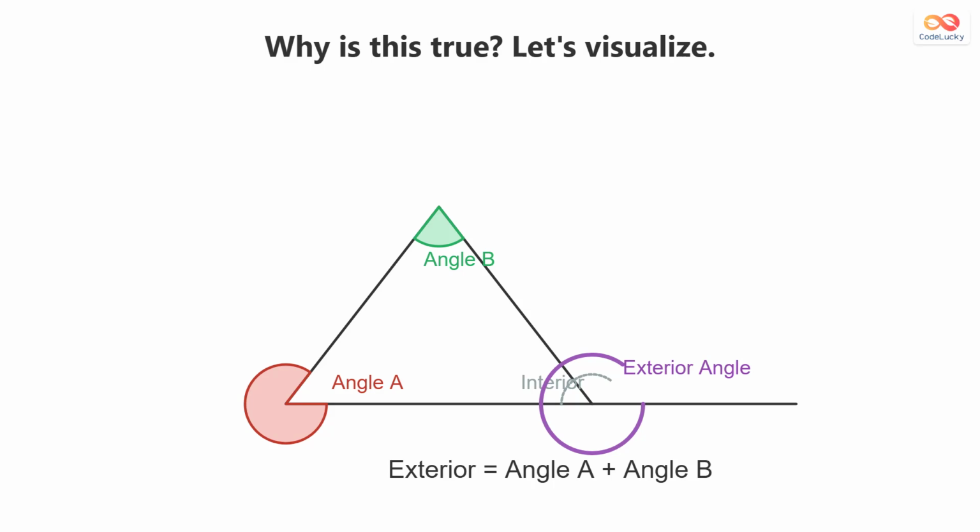Let's visualize this to make it clearer. If you were to take the red angle A and the green angle B and add them together, they would perfectly fill the space of the purple exterior angle. Notice that we ignore the gray interior angle that is right next to the exterior one.